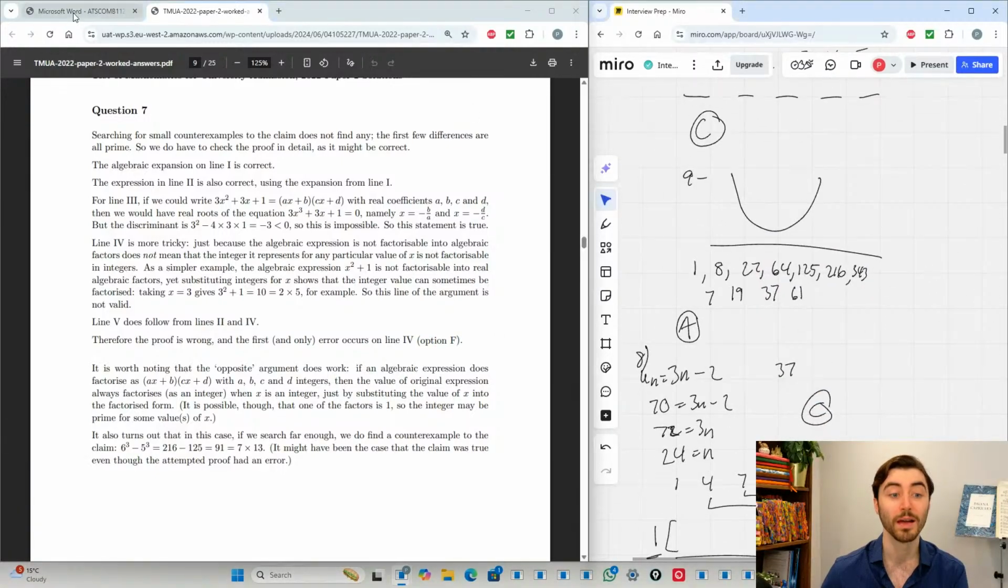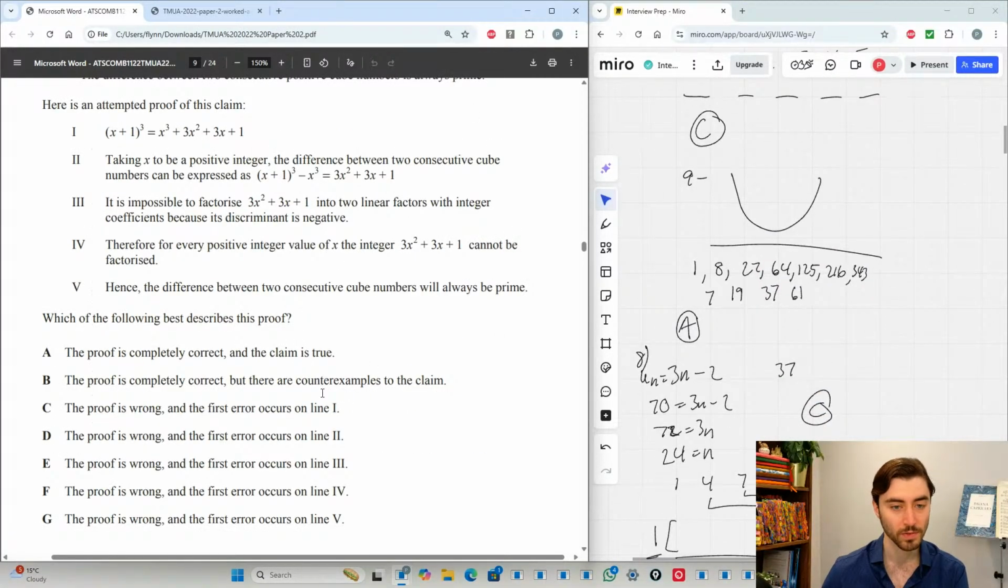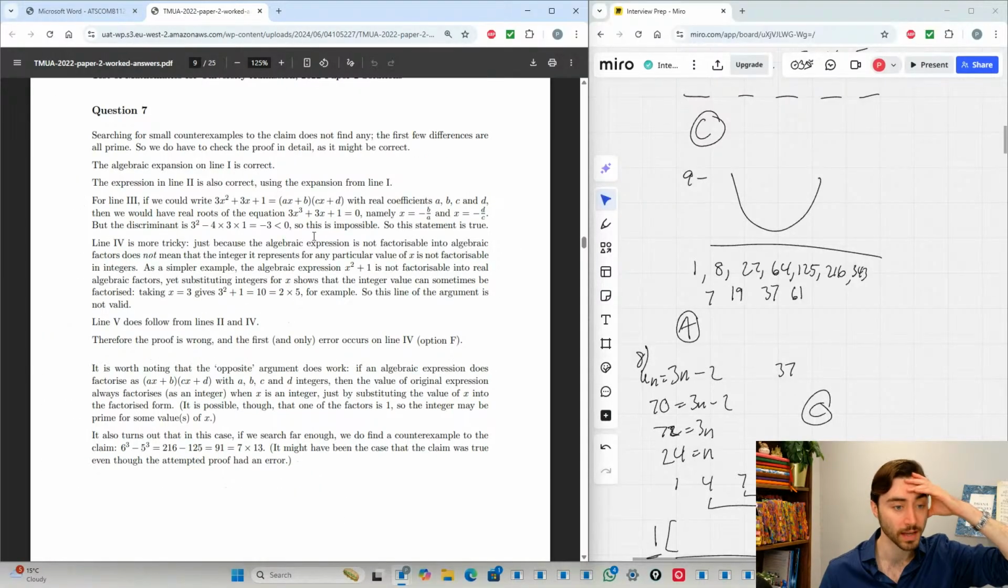Here, the proof is wrong, and the first error occurs in line 4. I did say 7 was the one to come back to, so I wasn't super confident on it. Just because it can't be split into two linear factors does not mean that the number cannot be factorized. Oh, with integer coefficients. God damn it. Yeah. Okay, what are they saying here?